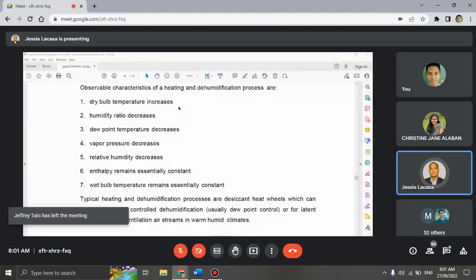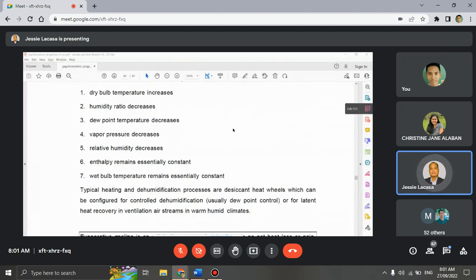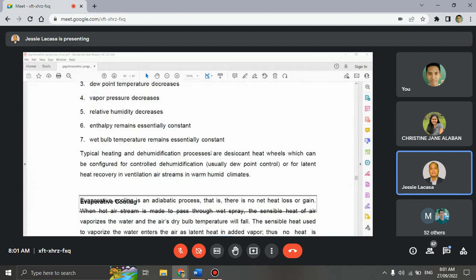The overall characteristics of a heating and dehumidification process are: the dry bulb temperature increases, because of course it is heating; the humidity ratio decreases, dew point temperature decreases, vapor pressure decreases, RH decreases, enthalpy remains constant, and also the wet bulb, because the enthalpy and the wet bulb lines are parallel, based on the psychrometric chart.